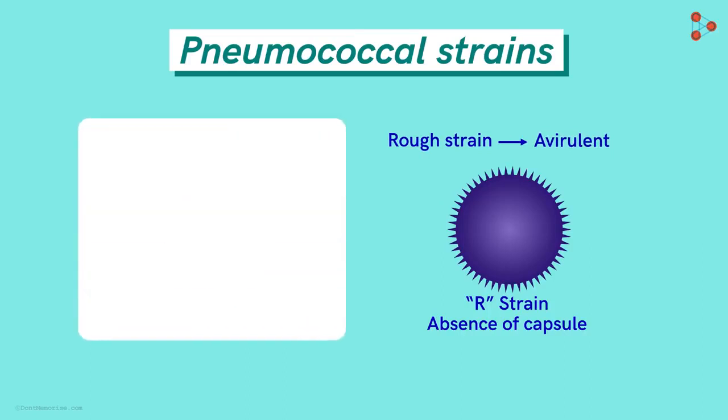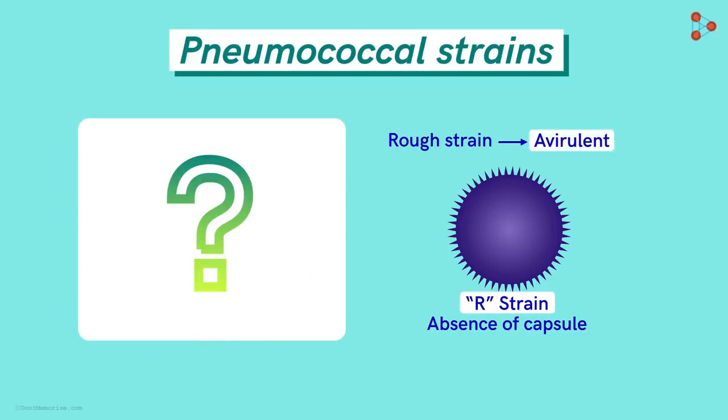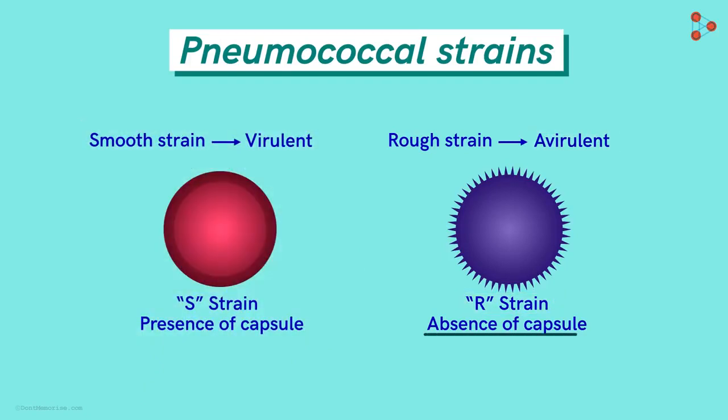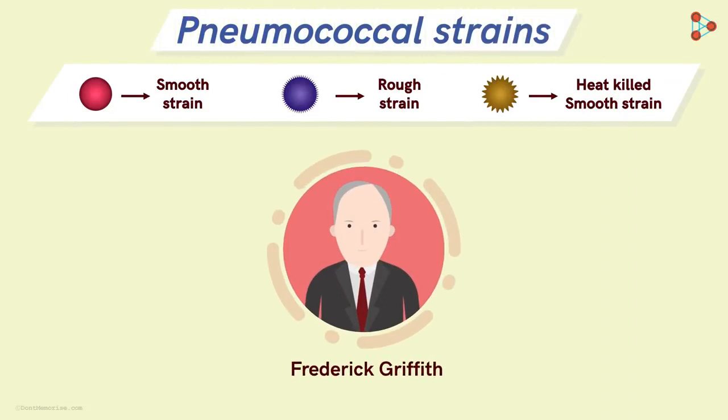Now you may ask, why is the R strain avirulent? It's the absence of the capsule which makes it susceptible to the immune cells of the host's body. Now getting back to Griffith's work, let's see what experiment he exactly performed.